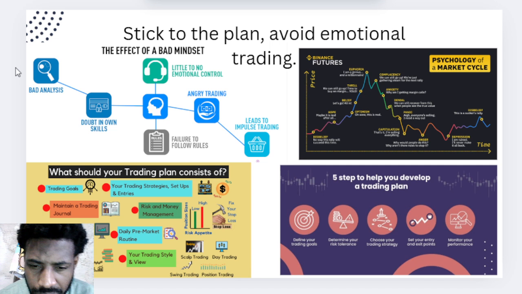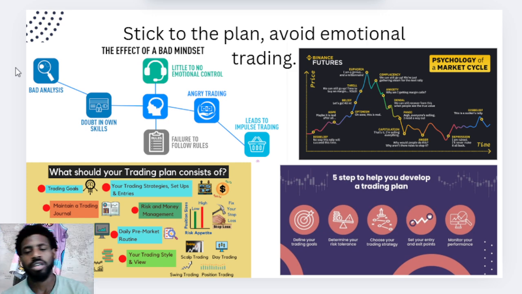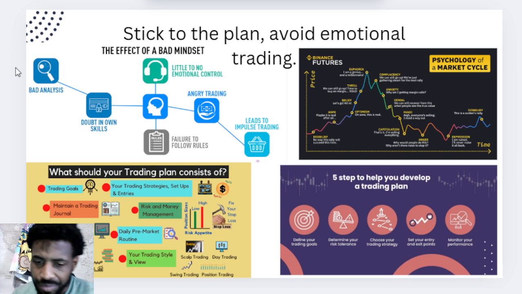Set your entry and exit points. So like, you want to set your entry. What are you thinking about? What are you looking for to enter, and what are you looking for to take your profit?